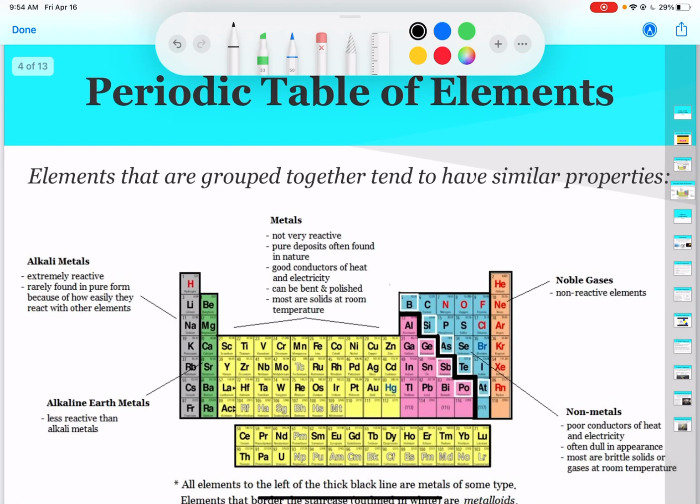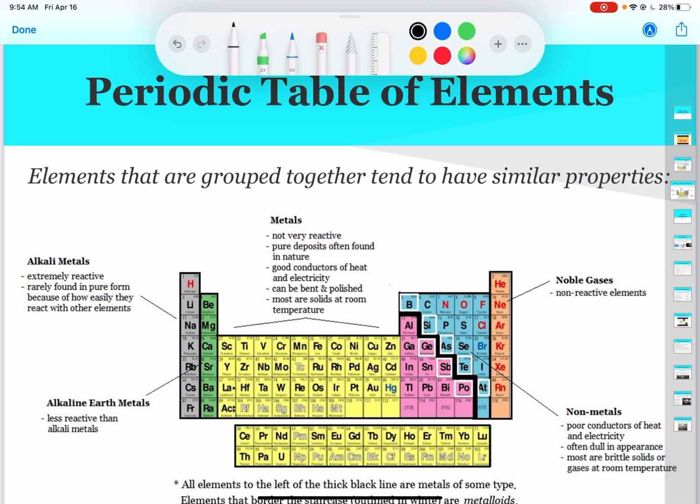So the periodic table of elements, elements that are grouped together tend to have similar properties. So if we look at the different groups, and that's in the color-coded part of it, they all have similar properties. So the very first column there, alkali metals, they're extremely reactive. They're rarely found in pure form because of how easily they react with other elements.